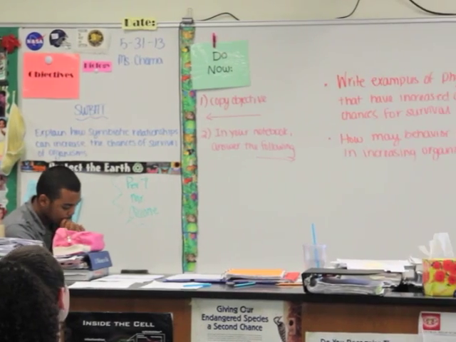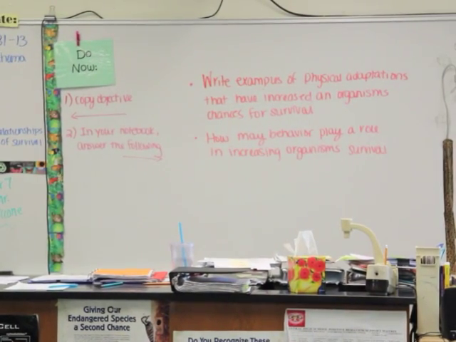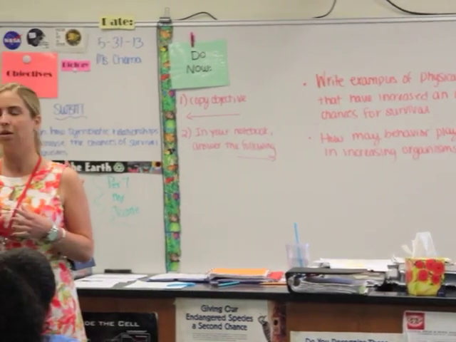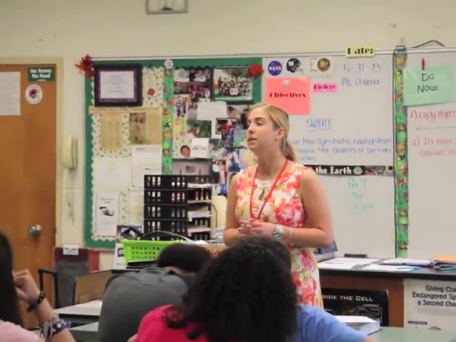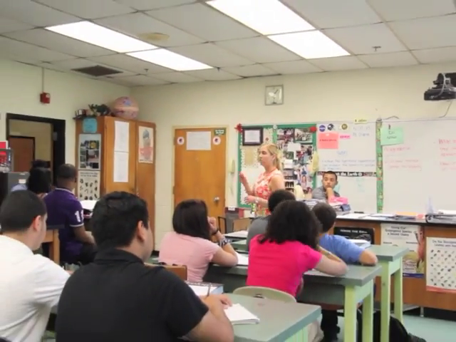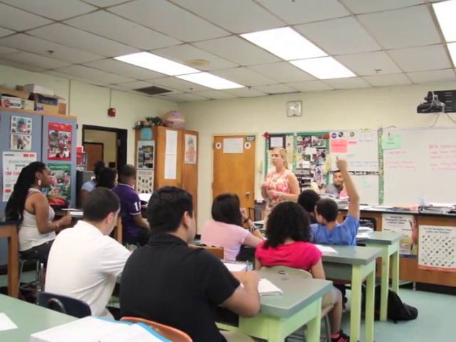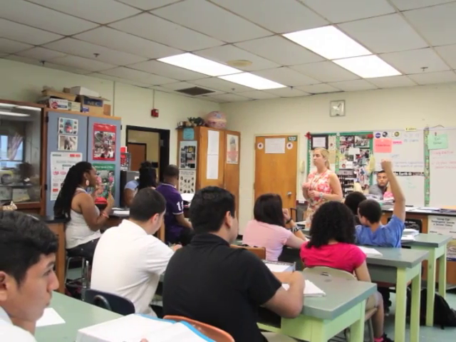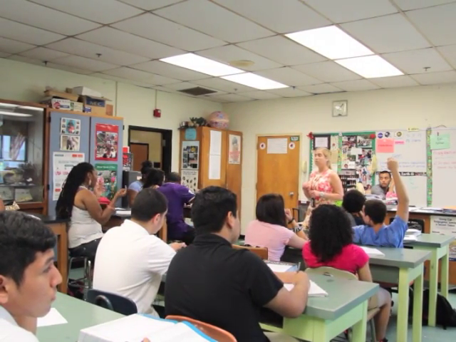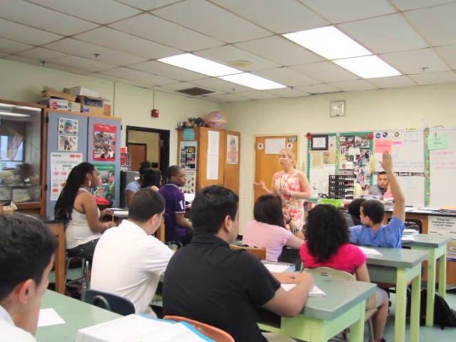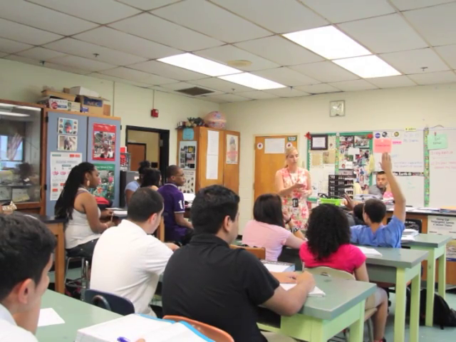Your do now was to write examples of physical adaptations that have increased an organism's chances for survival. We have talked about this in our past unit. So what are some examples, Jimmy? The birds, like beaks. Okay, and what did the beaks do? They adapted, like some birds will mate with birds with smaller or bigger beaks, so the baby birds can survive. Right, so depending on the environment.